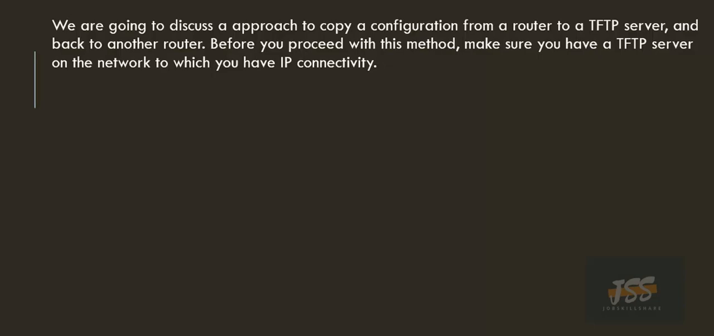And so, keeping in mind that importance, the backup of the router, the IOS image of the router, and the configuration of the router should be saved or backed up. So we are going to discuss an approach to copy a configuration from a router to a TFTP server and back to another router. Before you proceed with this method, make sure you have a TFTP server with an IP address that is operational.